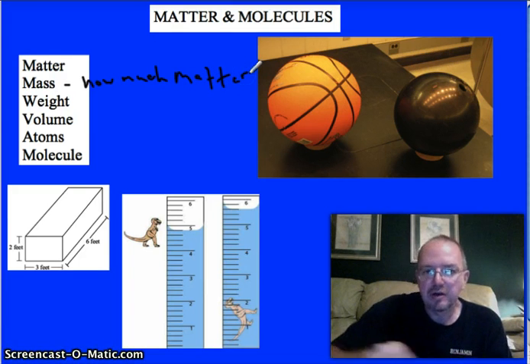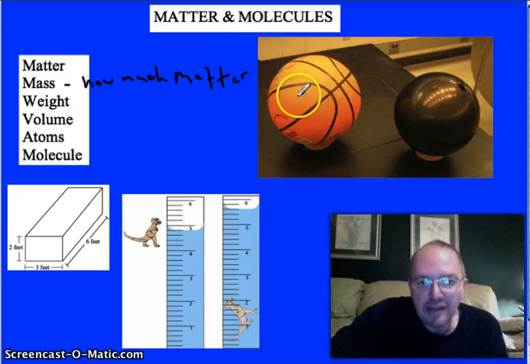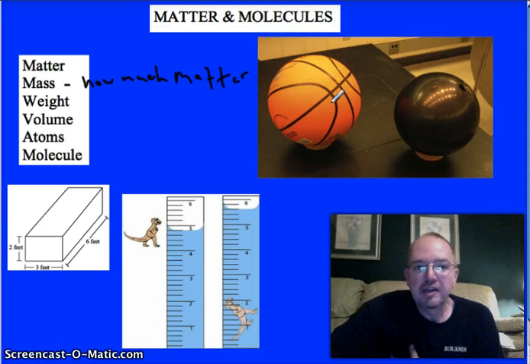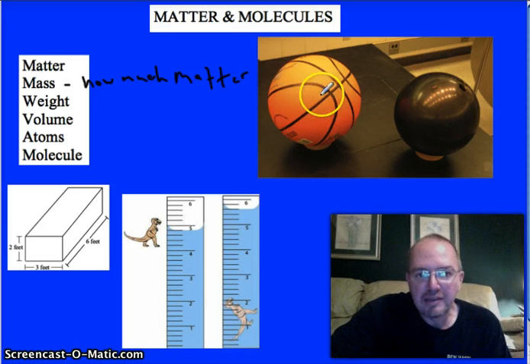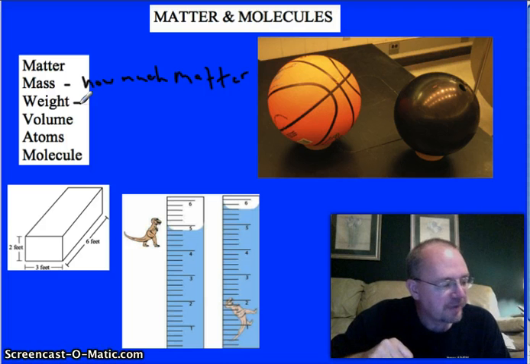Bowling ball and basketball are about the same size. They actually have about the same amount of matter, and yes, air does have mass. So they have about the same amount of mass, even though they're completely different in weight. The bowling ball is going to be many pounds heavier than the basketball.